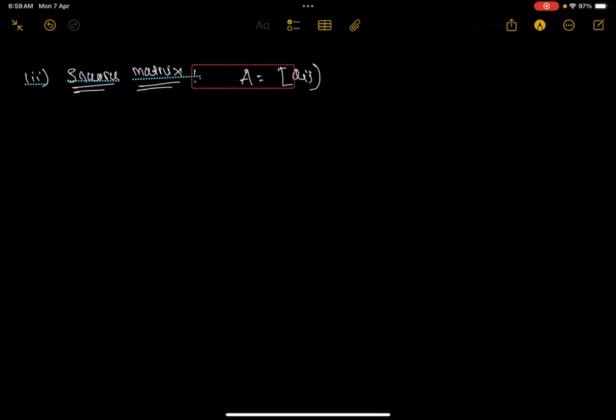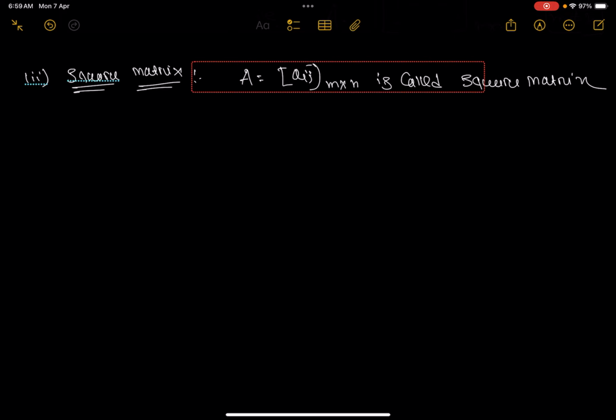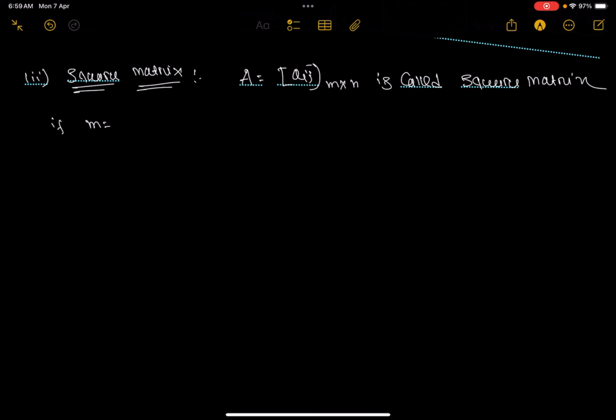Next page. Second, we read the square matrix. When should it be square? If the given matrix dimensions are the same, then this is a square matrix. Suppose a matrix A equals Aij of m cross n is called a square matrix if m equals n.